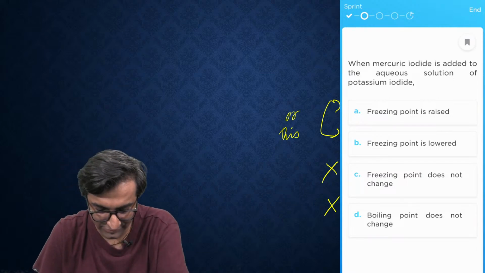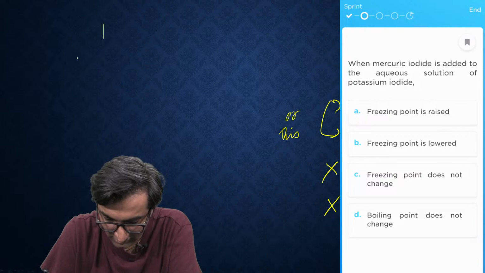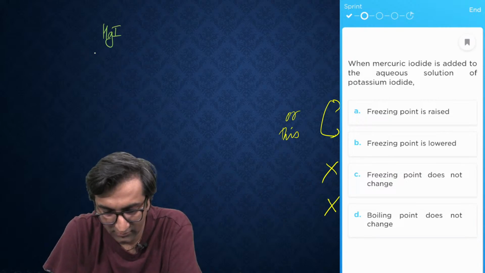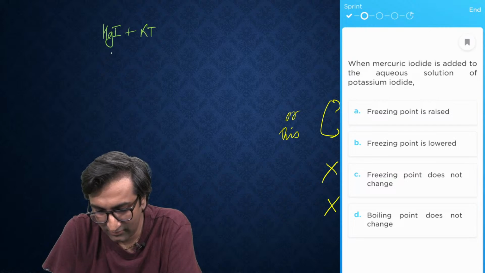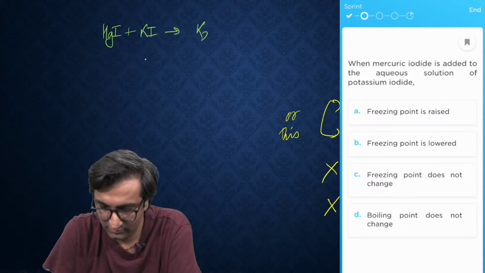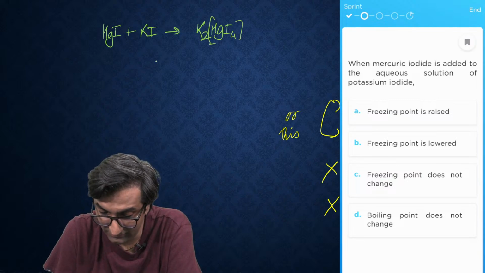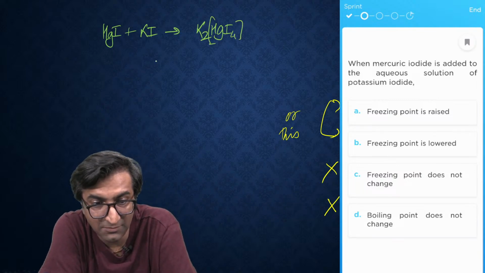Okay, let me write down the actual expression right here. You have to compare between original and final. Okay, so HgI2 plus KI. This forms a complex. Okay, this is where I told you it's a JEE advanced question. Now, here's the problem.